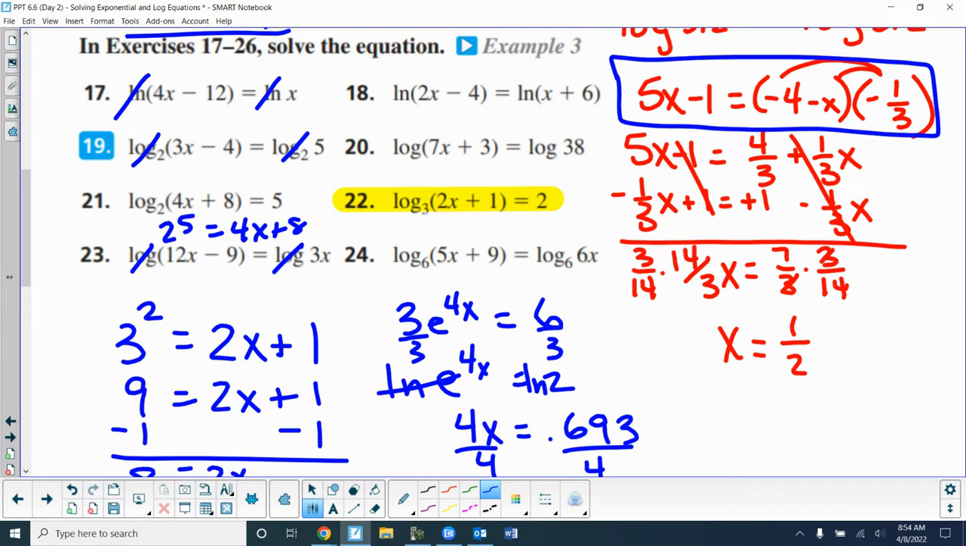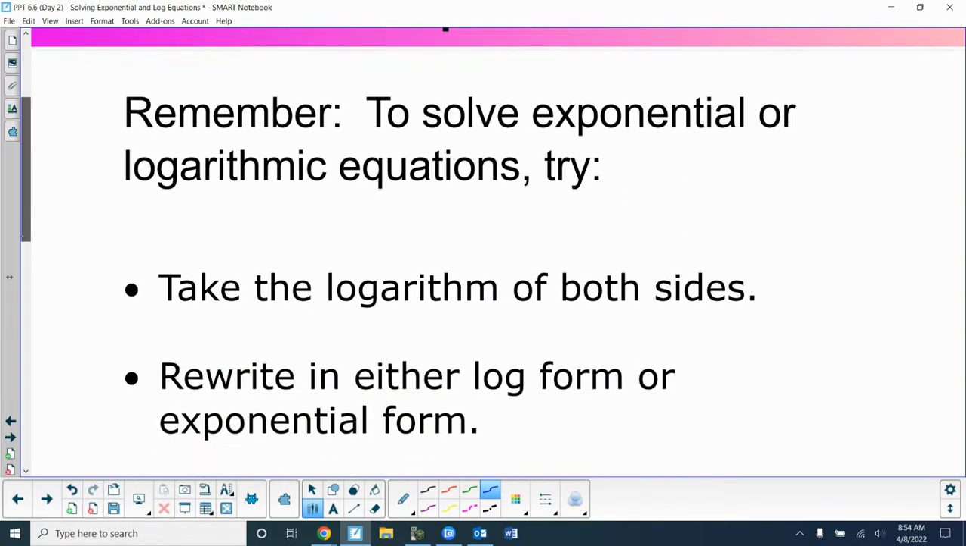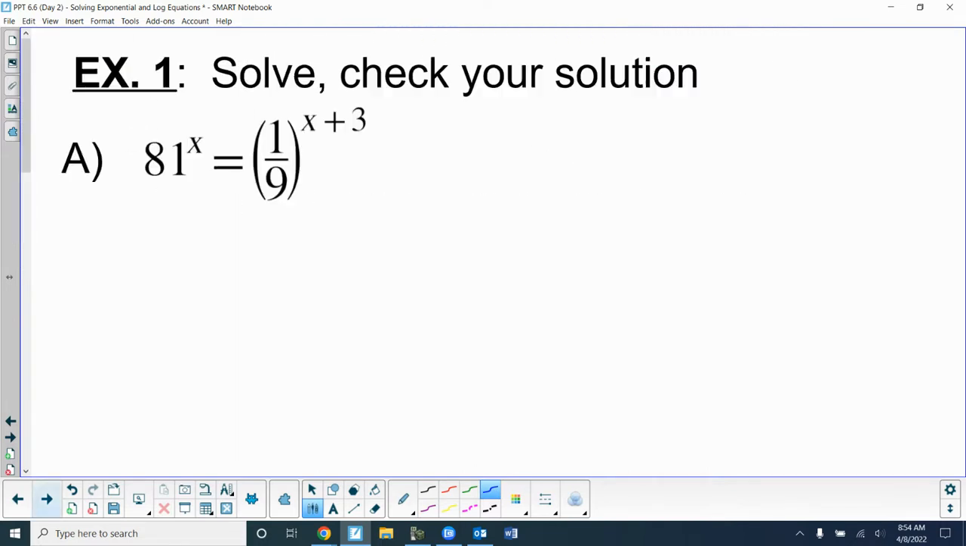Today there's a couple problems we're going to show you that are a little bit more work to it. So we're going to do what? Exponentials, we take the log of both sides. The logarithmic we write in exponential form, right? Okay, so that's basically what we're doing. Nothing new today.